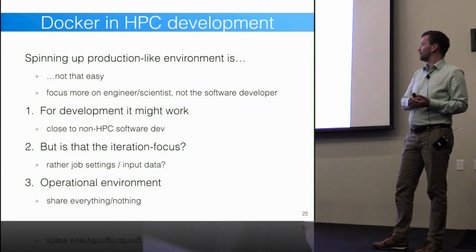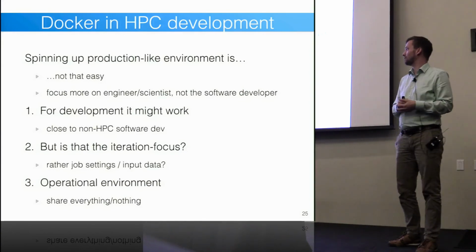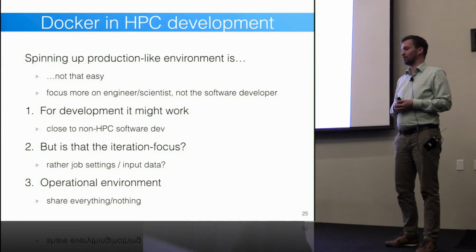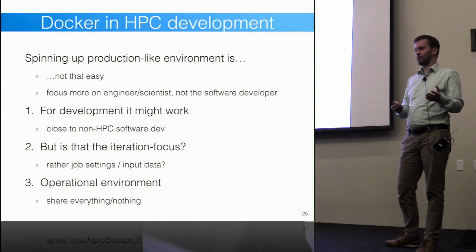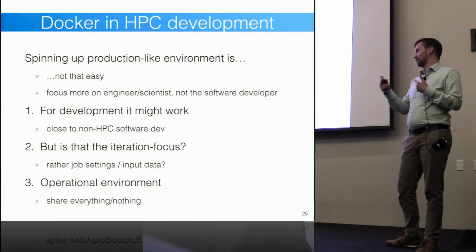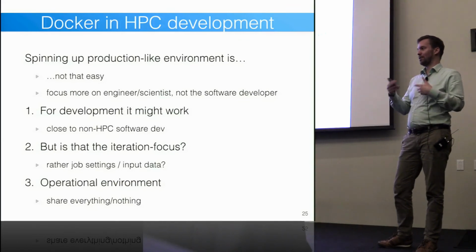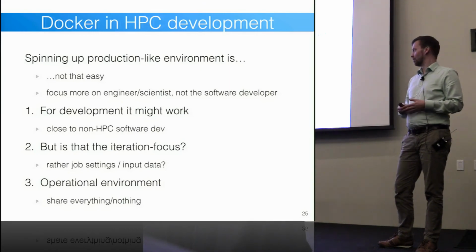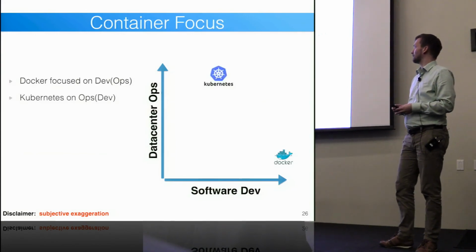So as I said, development environments are easily done by containers. It's very cool. For non-HPC software development, it's pretty nice, and it's highly adopted all over the place. But for HPC systems, it's not the case. I think one thing is that software development is maybe not the focus here. It's more iterating on the job settings and on the input data that is important for HPC systems. And the operating system, as I showed before, is different. So we have share everything against share nothing, or local systems against clusters.